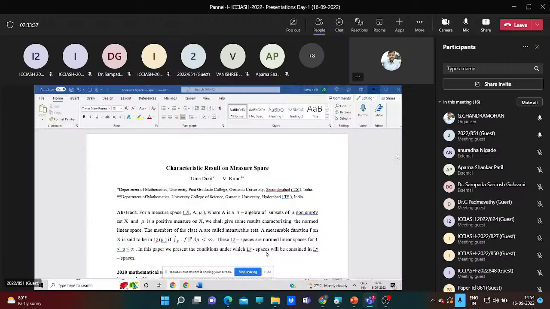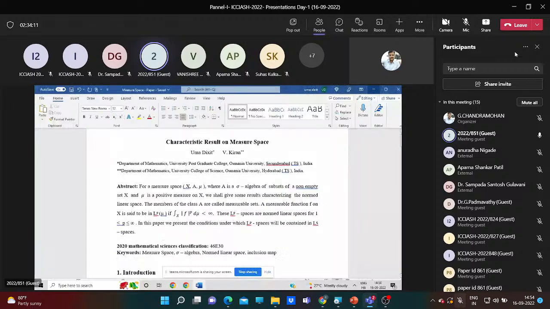Good afternoon, everybody. I am Dr. Uma Dikshit, Assistant Professor from University PG College, Secunderabad, and my co-author, Dr. V. Kiran from Department of Mathematics, University College of Science, Osmania University. So this is the abstract, wherein I would just read the end, what we did in the paper. The earlier authors have proved the condition that LP spaces are contained in LQ spaces using the terminology of inclusion mappings, whereas we will be using the terminology of measurable sets and prove those conditions.